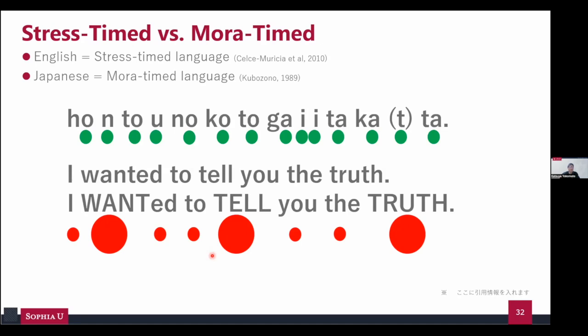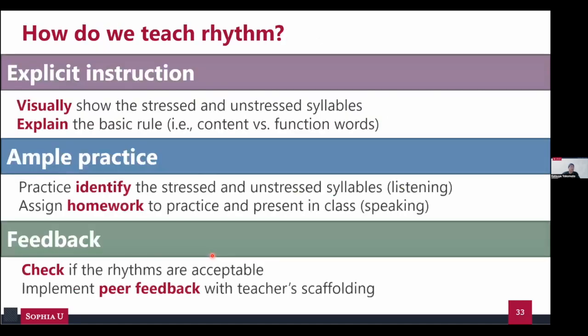So once they are able to divide the syllables, they can know which one is strong and which one is weak. And you need to give explicit instruction again and visually show the stressed and unstressed syllables, like a big circle or small circle, and explain the basic rule. It's fine to simply say content versus function words. The students get it because their grammatical knowledge is good enough to understand content and function words.